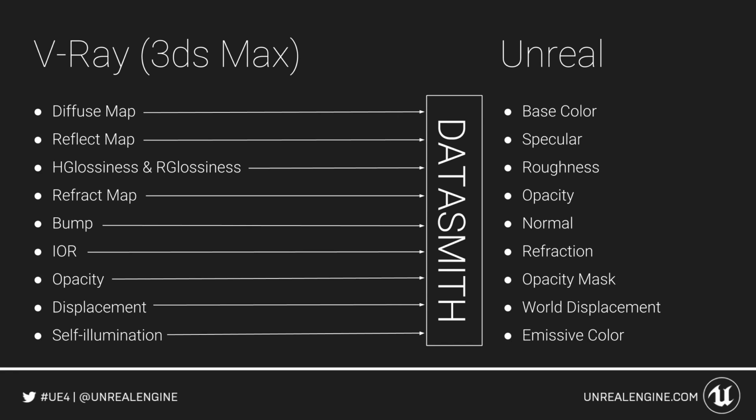And of course, any material that has an index of refraction will automatically be turned into a transparent blend mode material in Unreal. If you're using opacity in V-Ray for masking, that will be input into Unreal's opacity mask, and the material's blend mode will be automatically turned into an opacity mask. If you're using displacement mapping in V-Ray, that will be input into the world displacement input in the Unreal PBR material. And finally, self-illumination, that will go into emissive color.